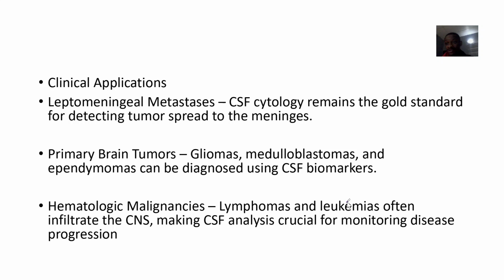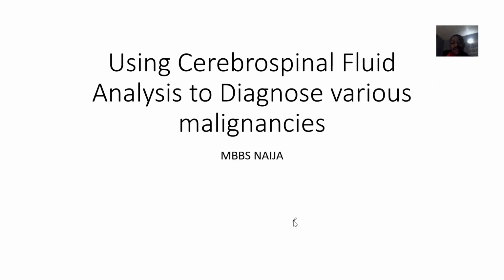Also, some primary tumors that could occur in the brain, like gliomas, medulloblastomas, and ependymomas, can also be diagnosed using CSF biomarkers. Hematological malignancies like lymphoma and leukemias often infiltrate the central nervous system. All right, so CSF analysis is crucial for monitoring disease progress. Okay, so this is it for how you can use CSF in diagnosing malignancies.